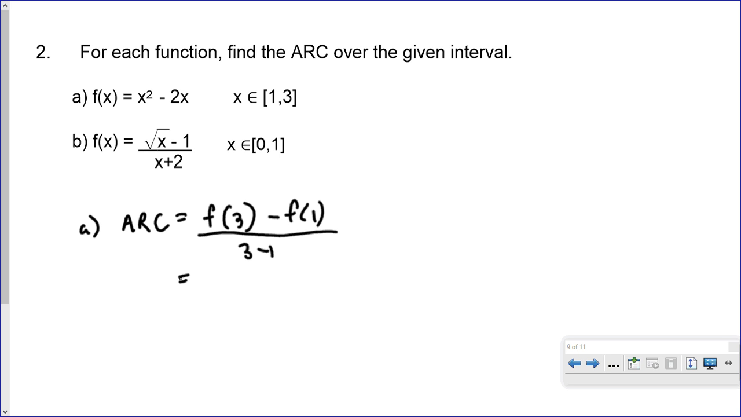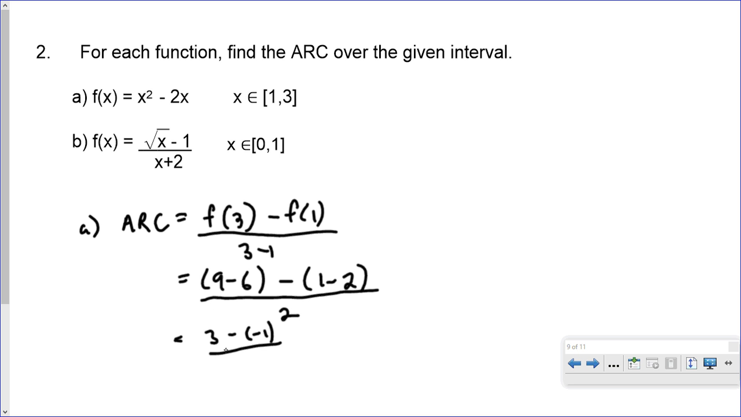So the function at 3, I've got this to be 3 squared is 9, minus 6. Subtract. The function at 1 will be 1 minus 2, and that's all over 3 minus 1, which is 2. So I've got here 3 minus negative 1 over 2. That looks like it's 4 over 2. 2 is my average rate of change between. So the slope of my secant line is 2.